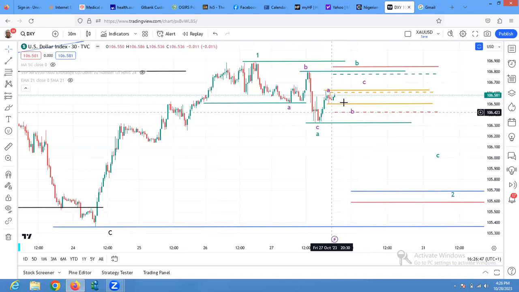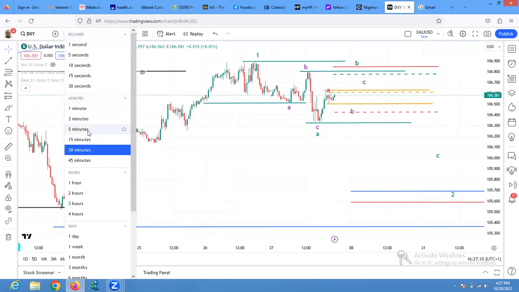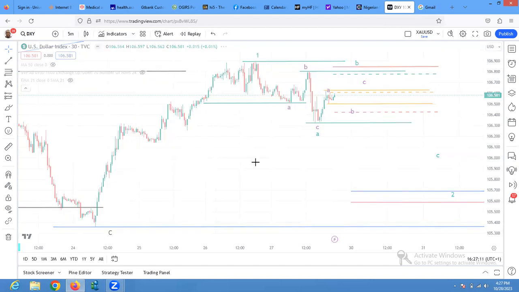Another thing you must look at here is that this may not have even finished its correction. Because I'm calling this one an A and a B, and this might just be a fourth wave, and we might just have one more wave to the upside and to turn down. So in that case, if that is what it's going to be, let's look at 5 minutes time frame.